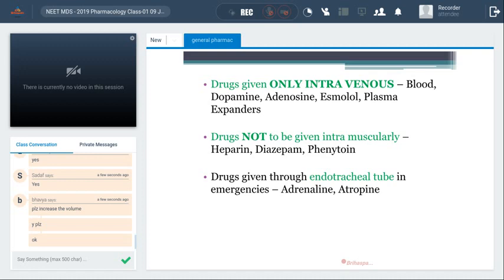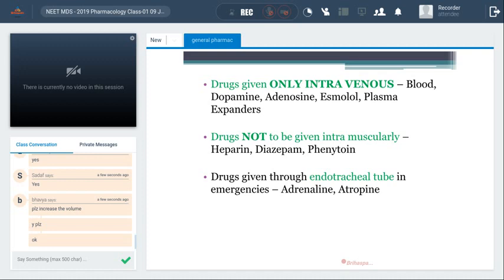You all must have seen any patient who's admitted in the hospital normally. So for example, if he has dehydration, he will receive an IV fluid, and the IV fluid has to go through the vein and not anywhere else. So these are some of the drugs and products which are given only by IV route.